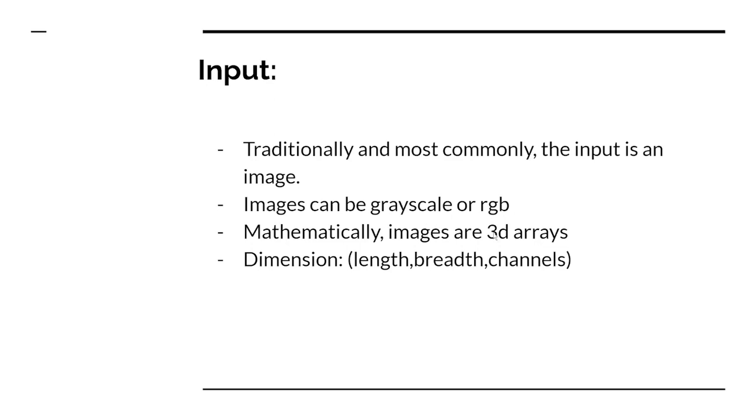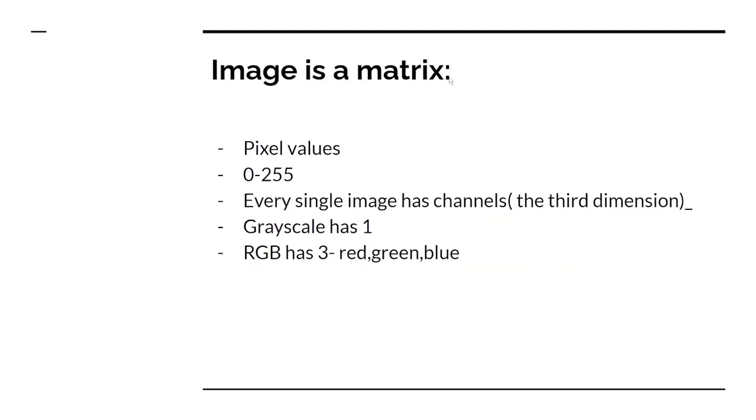Images are stored as 3D arrays of matrices. These arrays of matrices have dimensions length, breadth, and channels. So as I said, an image is a matrix. This matrix has integer values, which are known as pixel values. These values range from 0 to 255. Every image has a channel dimension, which is the third dimension.